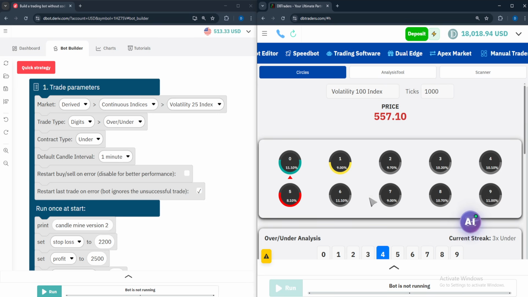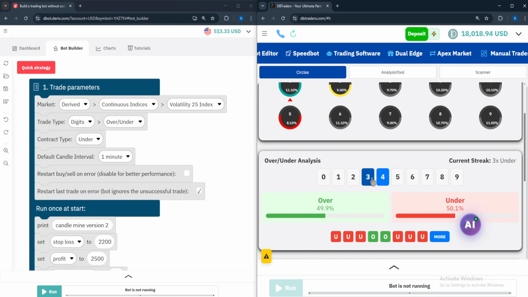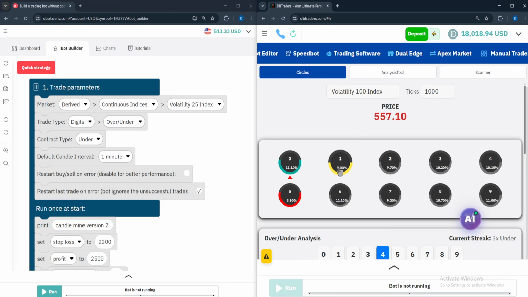Yeah, so as you're running a bot, I want you to be very keen at observing the percentages. If you see, let's say, 0 has decreased to 11.4 or 9 is increasing to 10, you stop that bot immediately, okay? Basically, don't forget that the over-under analysis down here tells you when to run. These digit circles up here tell you for how long to run, or whether you should stop while running, okay?